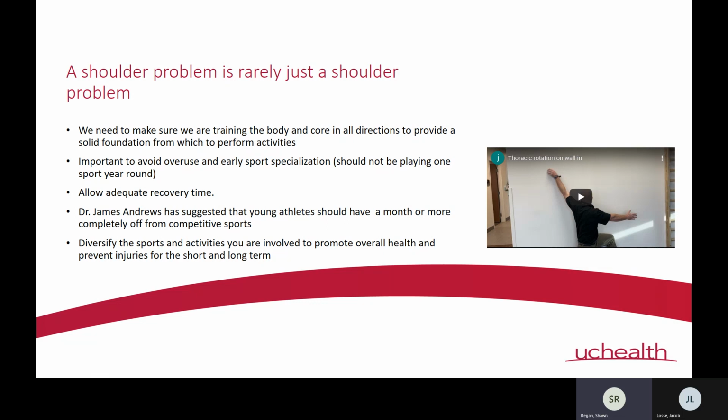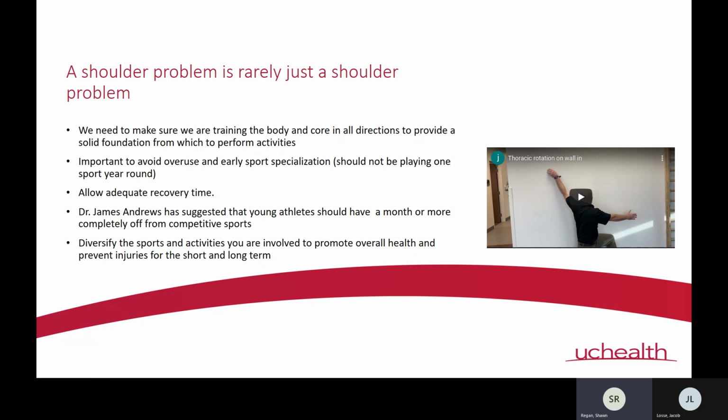We want to allow adequate recovery time. Just because somebody's a little younger, the body still needs to recover. Dr. James Andrews has talked about this at length in the literature, and he's going to suggest at least a month each year where our kids are not involved in a competitive sport. So, just doing normal activities and doing various cross-training types of things so that we're not performing pattern overload.